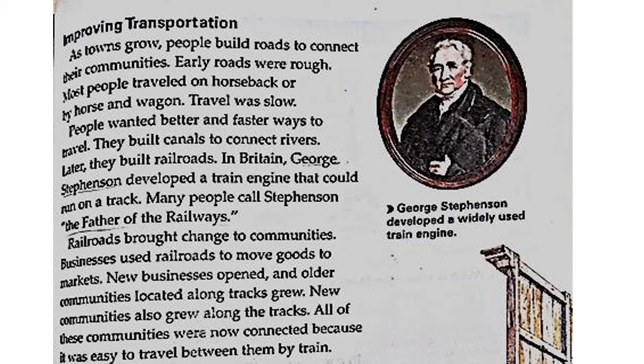Improving transportation. As towns grow, people build roads to connect their communities. Early roads were rough. Most people traveled on horseback or by horse and wagon. Travel was slow. People wanted better and faster ways to travel. They built canals to connect rivers. We've learned about it in our previous lesson about the Panama Canal, right?